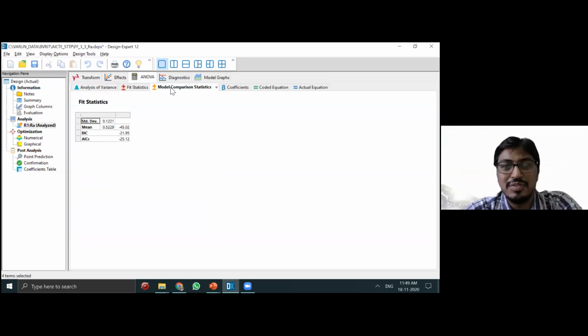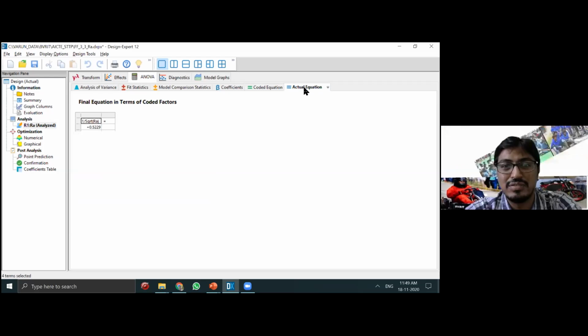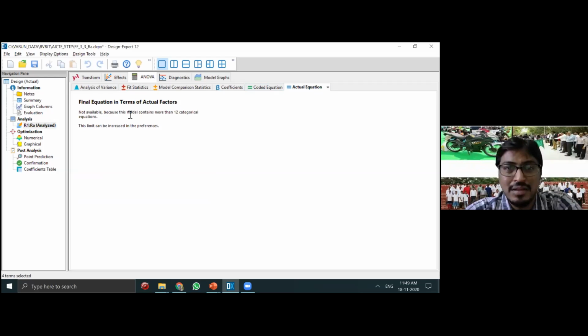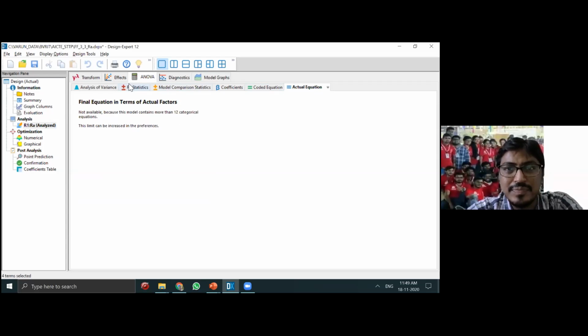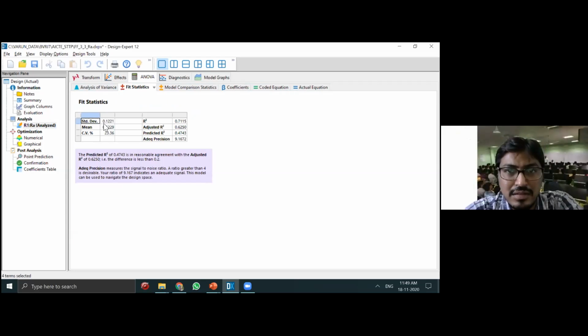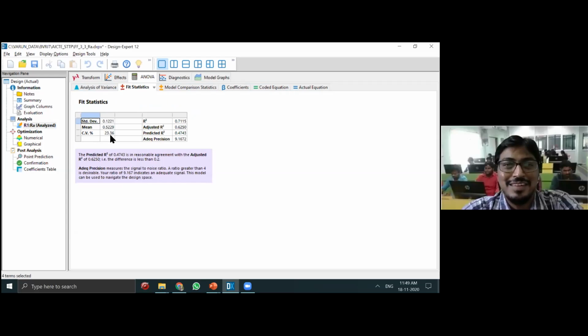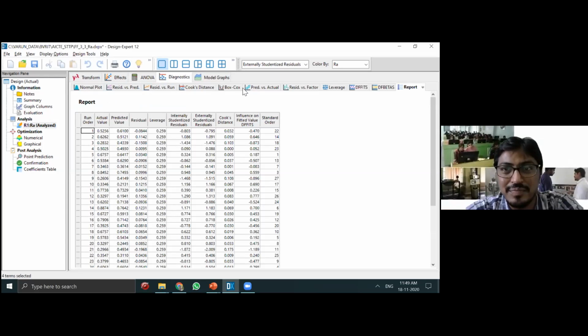Then you can go for fit statistics, model comparison, or coded if you want the equations. It's coded or actual. Not available because the model contains more than 12 categorical equations. The limit can be increased in the preferences. Yeah. But if you see this, what is happening here? Or let us see this transformation diagnostics. Let me see if any transformation is asked.